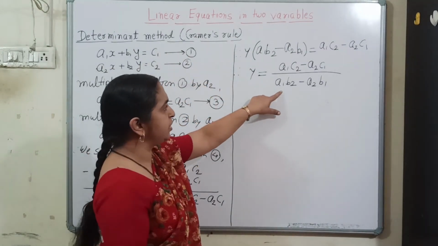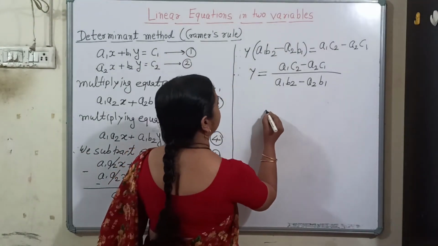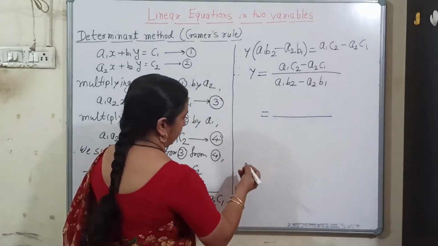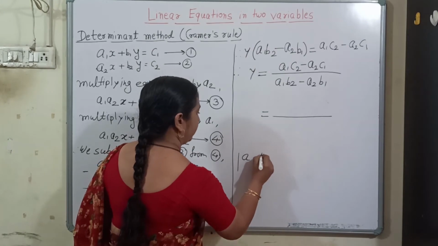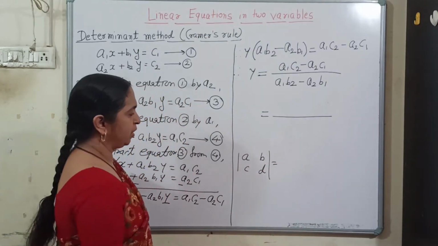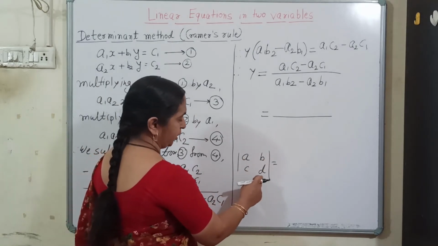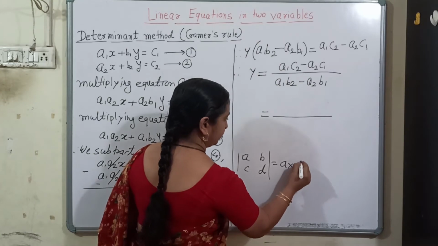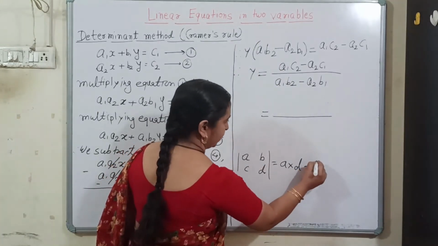Now we convert this value in determinant form. And for that, first we write the formula for finding the value of determinant. If the determinant is given as a, b, c, d, then its value is a into d minus b into c.